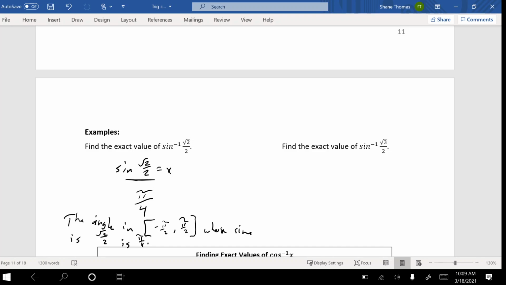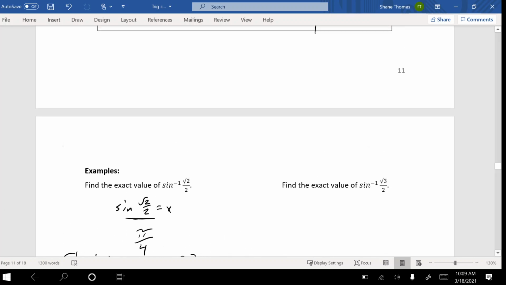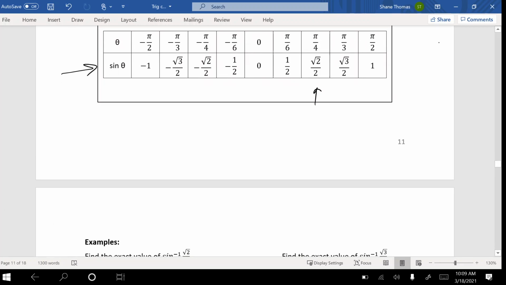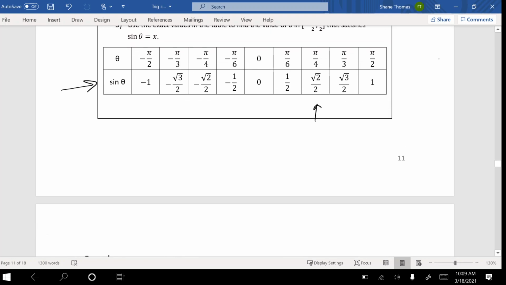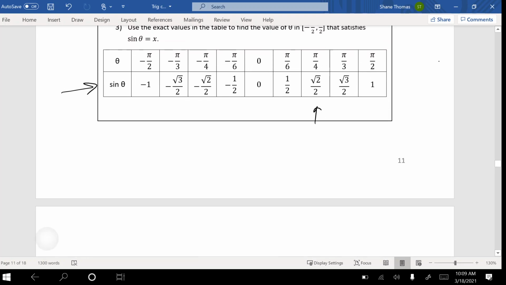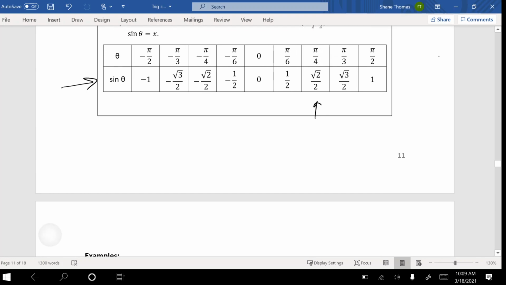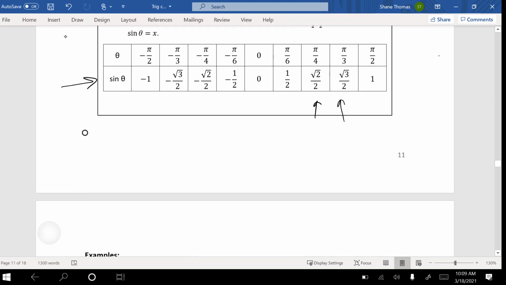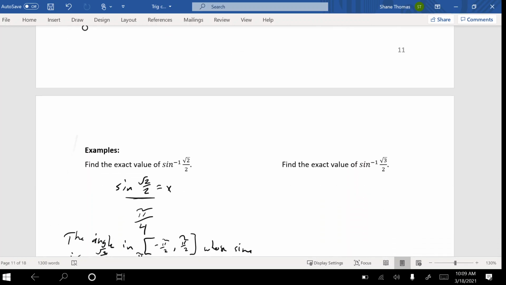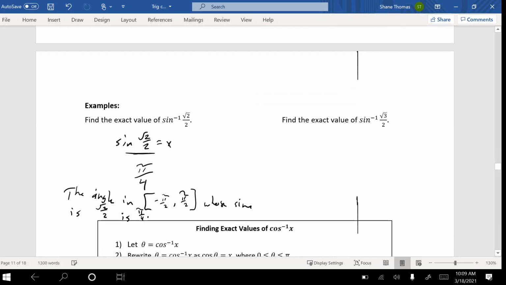Emma, you got that one for us? Maybe? Okay, look at your thing. Where do you see root 3 over 2? 5 over 6? Yeah, look at sine. Make sure you look at sine. 5 over 3. There you go. Whoa.